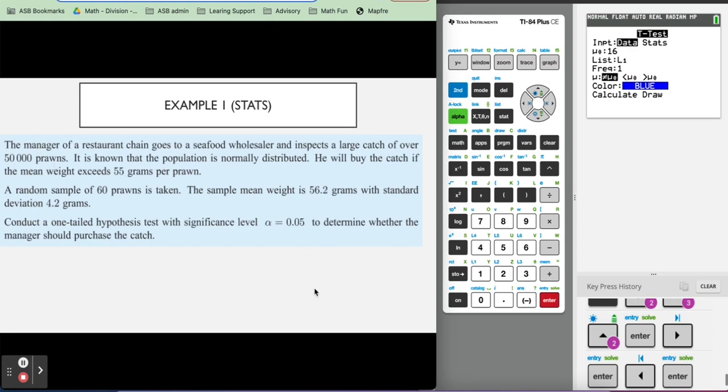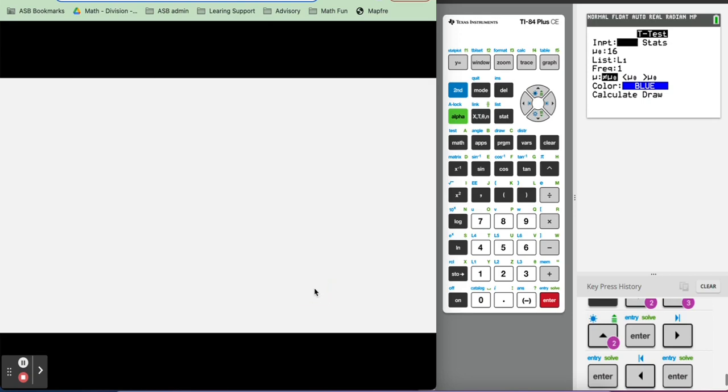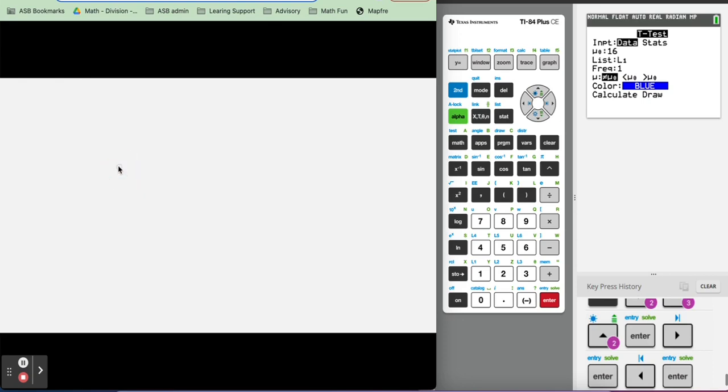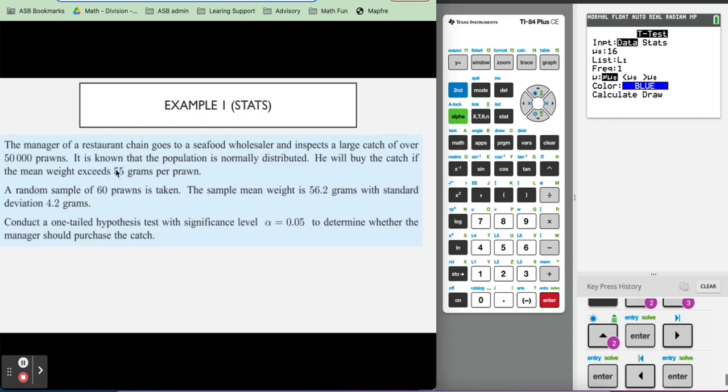Okay, so the first thing that we need to do for this question is write down our null and our alternative hypothesis. So we are looking at 55 grams. If the mean weight exceeds 55 grams, then he's going to want to buy this. So 55 is the mean that we are going to be comparing our sample to. So the null hypothesis is that our mean is going to be equal to 55.